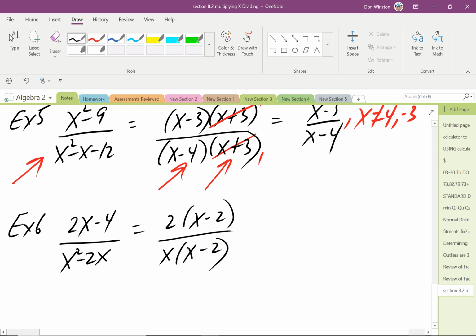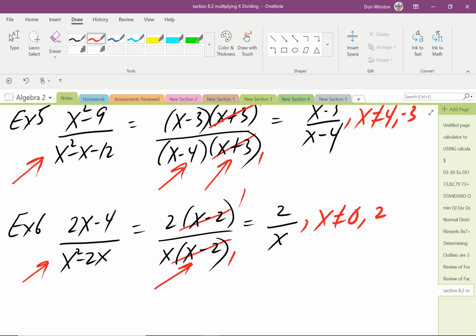So what factors do I have in common? The only factor I have in common is the x minus 2. So x minus 2 goes into x minus 2 once, and x minus 2 goes into x minus 2 once. And here I'm just left with 2 over x. But what's the domain restriction? Again, the domain restriction always starts from the beginning here. So here I see that x cannot equal 0 or 2. Otherwise, I'd get 0 in the denominator.